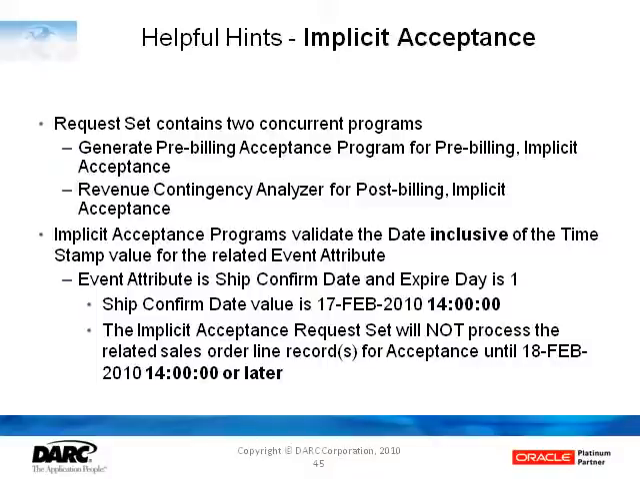Another thing to keep in mind with implicit acceptance, as I was going over before, is the expiration date. It's completely inclusive of the timestamp value for the related event attribute. So for example, if your ship confirm date is the event attribute and the expiration date is 1, if I ship confirm on February 17th at 2 o'clock in the afternoon, the implicit acceptance request set will not process the related sales order line for acceptance until February 18th at 2 p.m. or later. You can run it as many times as you want before that, it will do nothing.